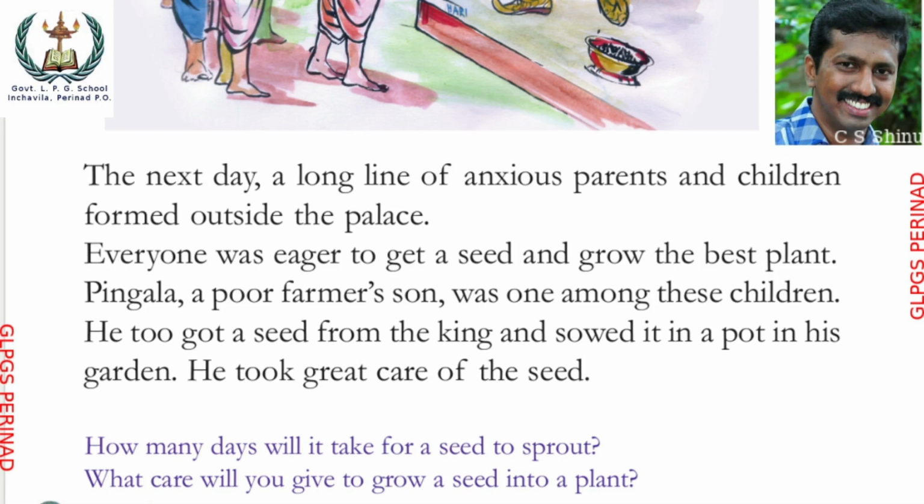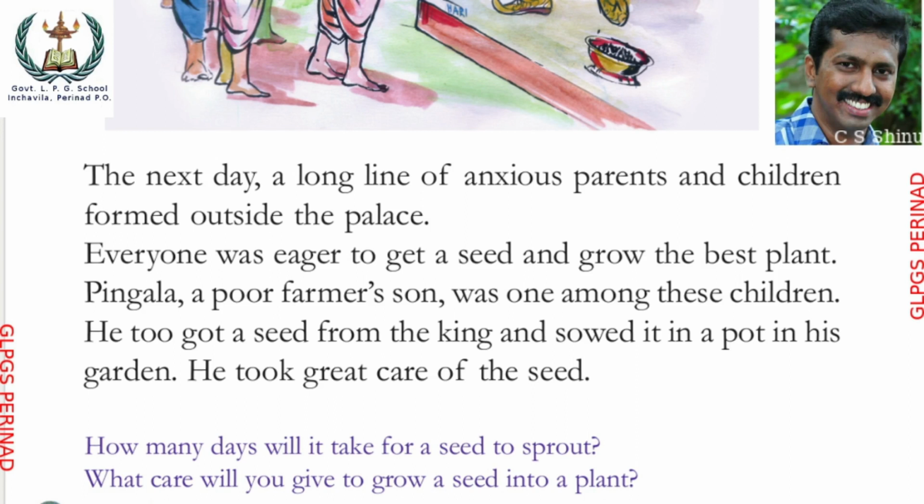In the proclamation, the king gave a task to grow the biggest and healthiest plant. The children wanted to make the healthiest and the biggest plant. So that's why it is called the best plant. Pingala, a poor farmer's son, was one among these children.